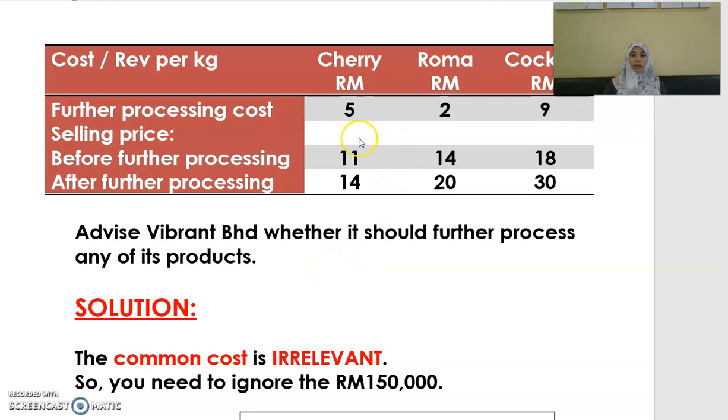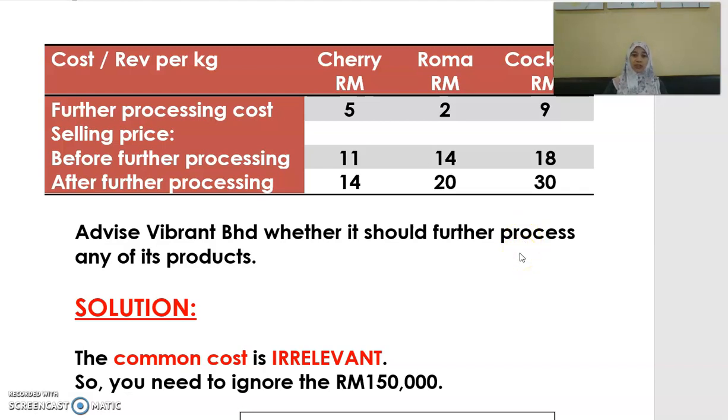Again, for cherry, before further processing the selling price is 11. After further processing, the selling price is 14. For Roma, before further processing the selling price is 14. After further processing, it is 20. And for cocktail, it is 18 and 30. So now you want to decide which product you should further process.